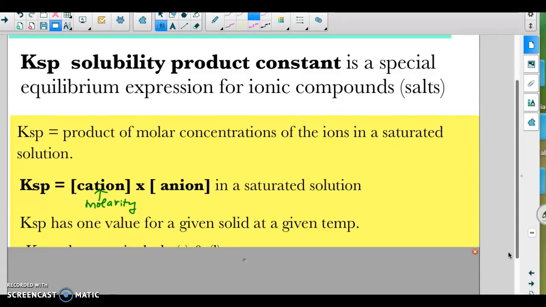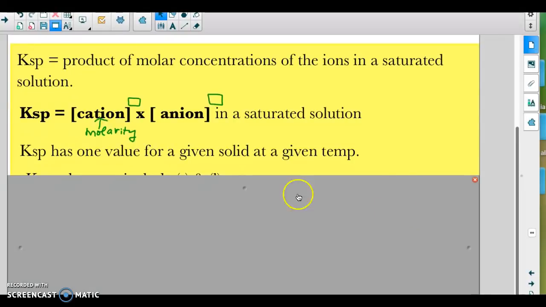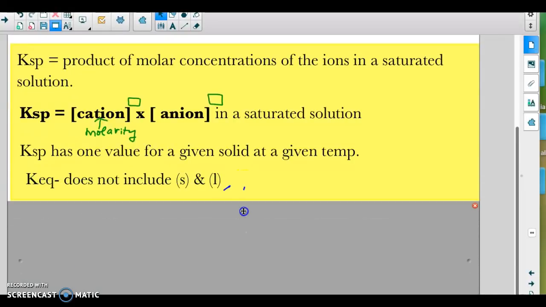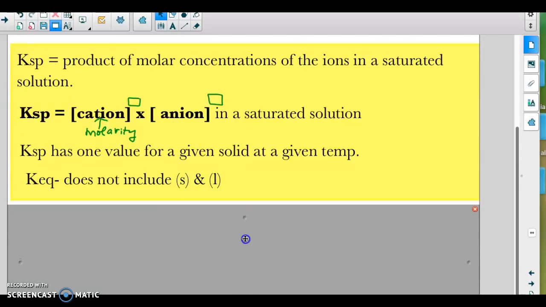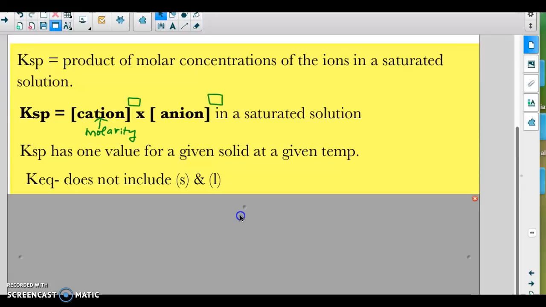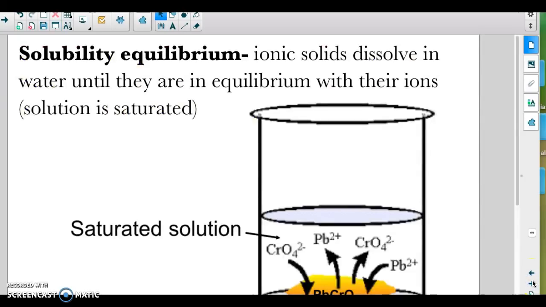So you'll get a cation and an anion. And then when you dissociate it, if there is a coefficient in front of the balanced equation, then you will include those there. Otherwise, they are 1s. So KSP, just like KEQ, is valid only at a very specific temperature. And just like with KEQ, for KSP we don't include solids and liquids.